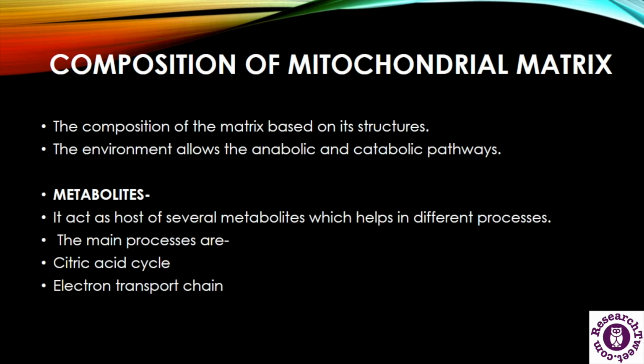Let's start with the metabolites found in the mitochondrial matrix. The matrix is host to a wide variety of metabolites which act and are involved in the processes which are completed in the mitochondrial matrix. The main processes completed in the mitochondrial matrix are the citric acid cycle, and another one is the electron transport chain, also called oxidative phosphorylation.